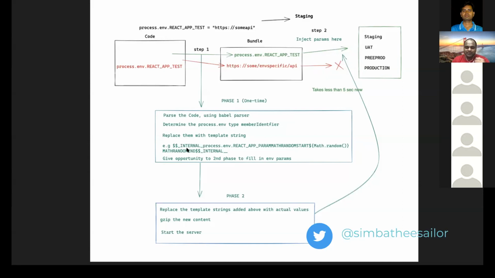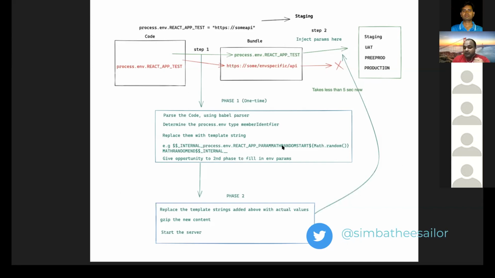What is the template string that I was able to figure out? This looks very cryptic and fuzzy to people, but it is something like $underscore internal. I tried to make it so unique that it cannot be overwritten mistakenly. If someone wants to overwrite it, they can, but it should not be done by mistake. And there's a part called process.env.react_app. This is your param name, which I'll be making use of to replace it in the second step.